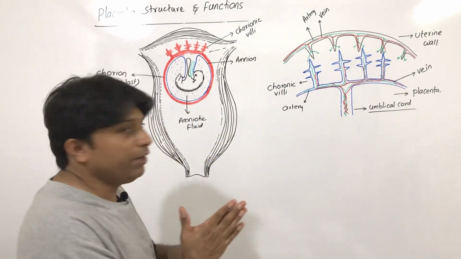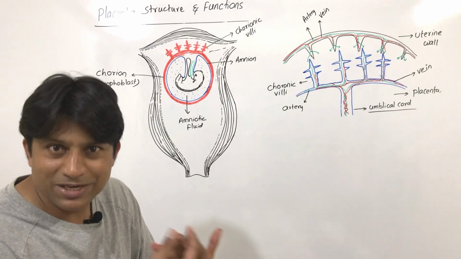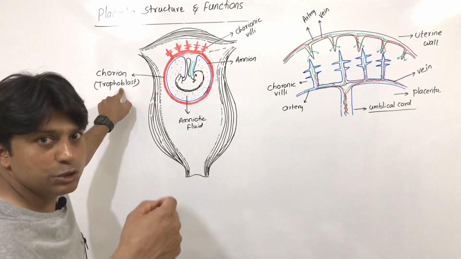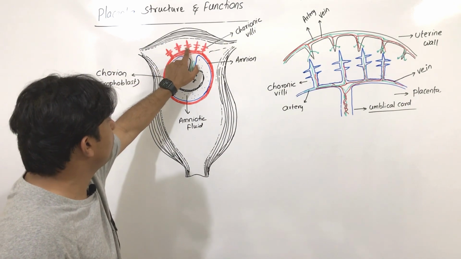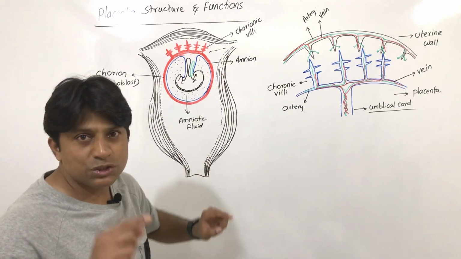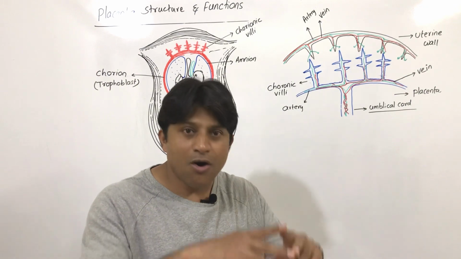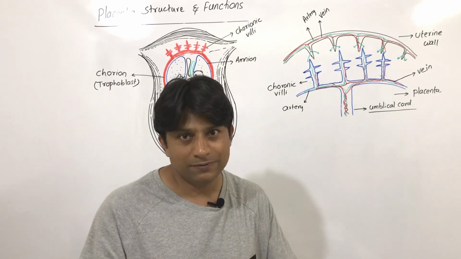During the development, after the process of implantation is done, the trophoblast is transformed into chorion. Now these trophoblasts develop finger-like projections, and these finger-like projections are known as chorionic villi. These chorionic villi are surrounded by uterine tissues and maternal blood.